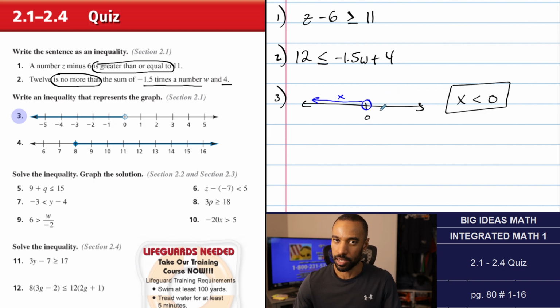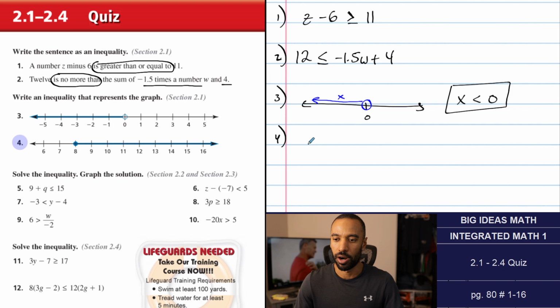Open circle means it does not include the boundary point that it's on. X clearly can't be positive numbers, as you can see detailed from the set. So this is all still a part of section 2.1. We never solved any inequalities in 2.1. That started in 2.2. So this was just writing them, drawing them, things like that.